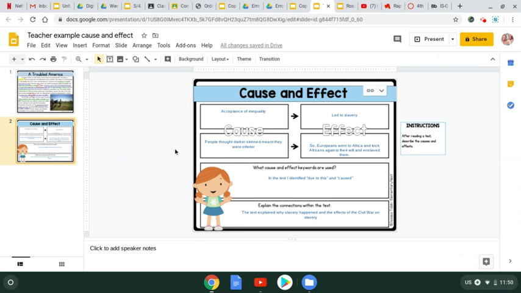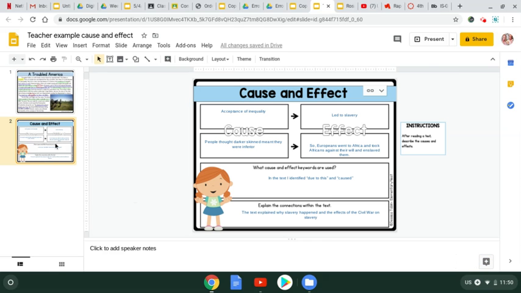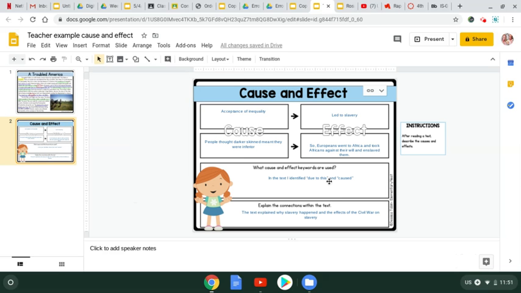So then I came to my graphic organizer and I just put in all that information that I underlined. Exactly what was in the text is exactly what's on my graphic organizer. Acceptance of inequality led to slavery. People thought darker skin meant that they were inferior, and because of that, I added the keyword so. Europeans went to Africa and took Africans against their will and enslaved them. I used my red circle tool because I saw due to and caused. Those are keywords, so I typed them up here.